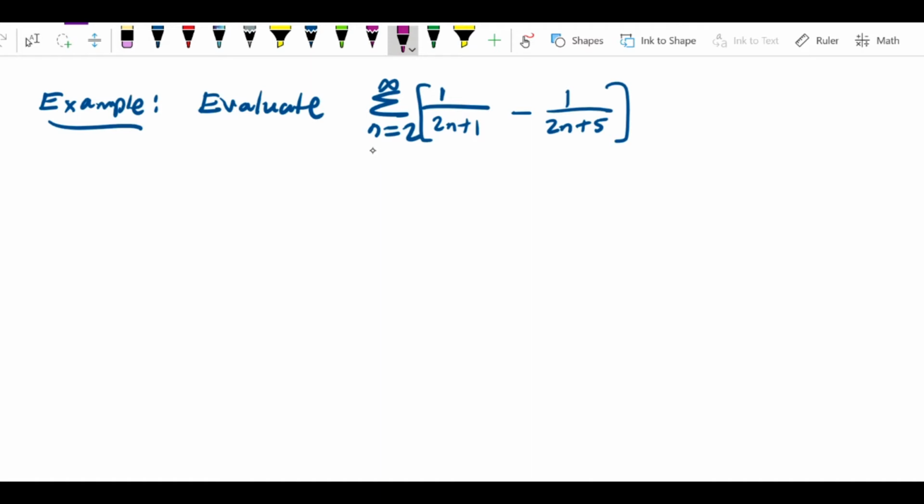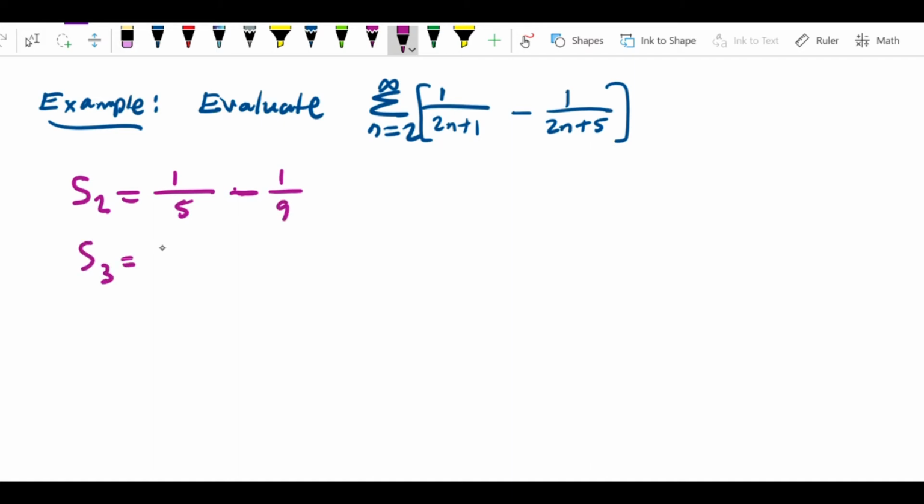So observe first of all that this series starts with n equals 2, not n equals 1. To keep the convention, since the nth partial sum is the sum up to term number n, we're going to say that this series only starts with S2. It doesn't even have an S1 because there is no n equals 1 term. So S2 is just the n equals 2 term. That's 1 over 2 times 2 is 4 and 1 is 5, minus 1 over 2 times 2 is 4 and 5 is 9. So that's 1 over 5 minus 1 over 9.